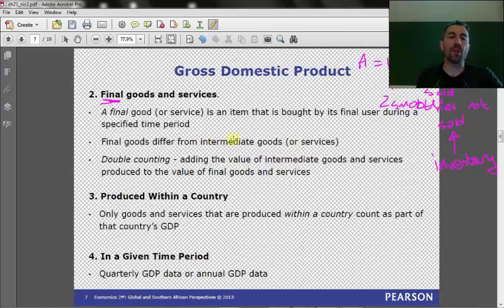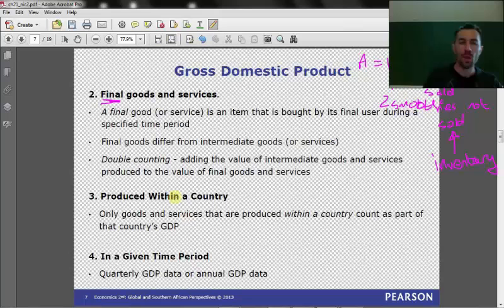Final goods differ from intermediate goods. What is an intermediate good? Well, if we look at our example with the apples, those apples that went into smoothie production are intermediate goods. Those apples were not made for the purpose of eating. Those apples were made for the purpose of going into smoothies. They were part of a process. They were intermediate goods within that process. They were not the final goods of that process.